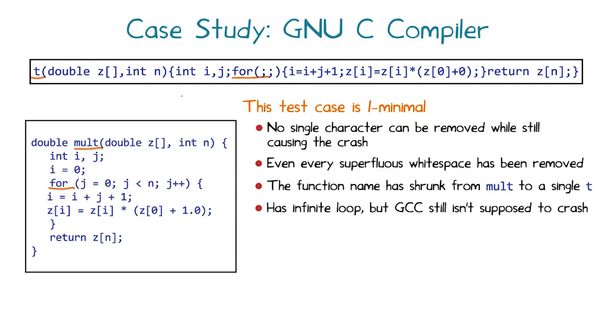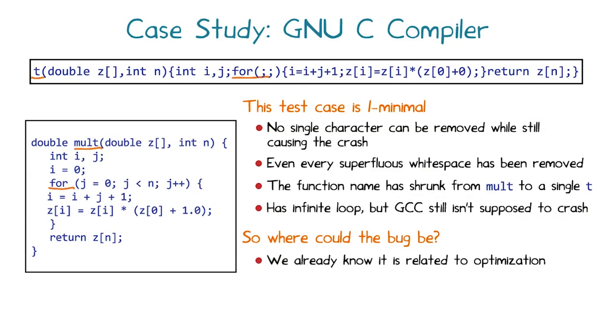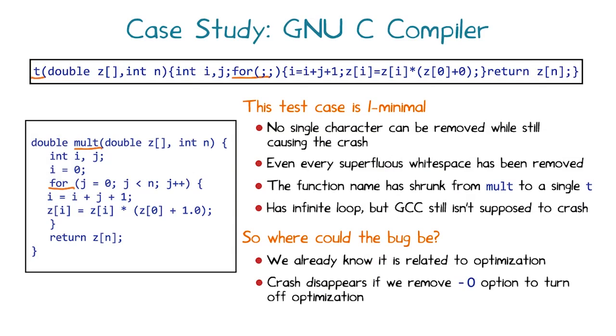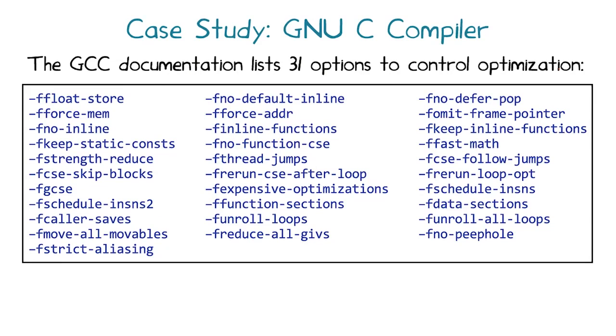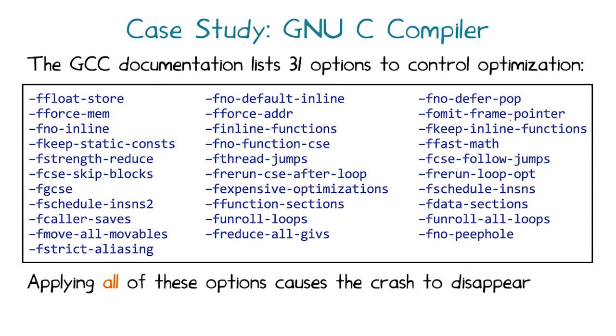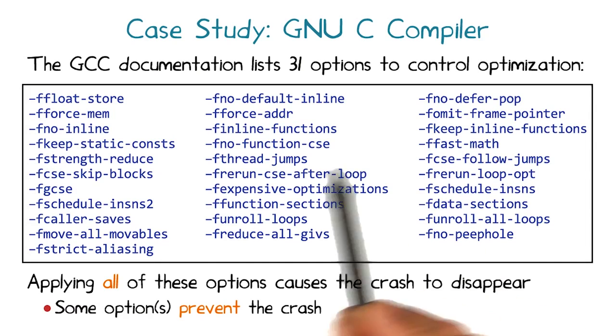But where in the GCC code could the bug lie? We already know that it is related to GCC optimization. The crash disappears if we remove the "-o" option on the command line to turn off optimization. Now, the GCC documentation lists 31 different options to control optimization. It turns out that applying all of these options causes the crash to disappear. This means that some options in this list prevent the crash.